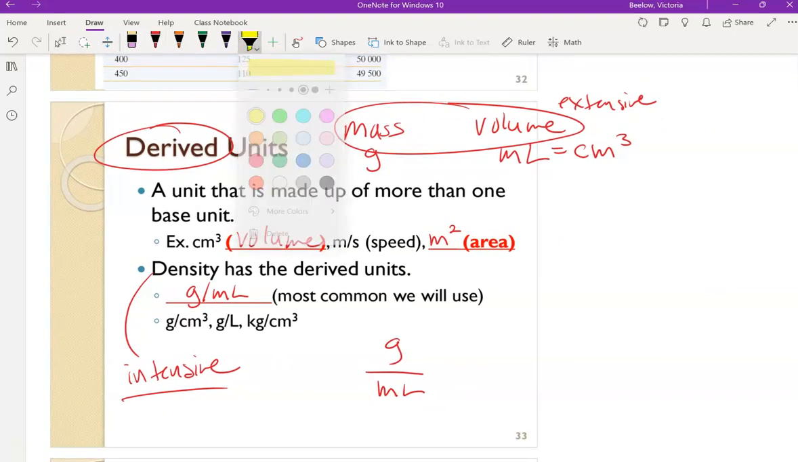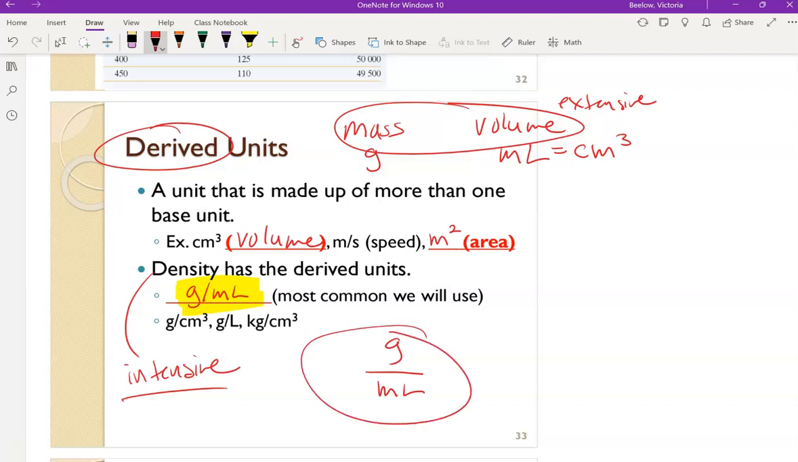And again, these are the most common units we're going to be using in this class: grams per milliliter. Usually we write them next to each other like that, but this is also visually what we're saying: how many grams do you have of that substance per milliliter.